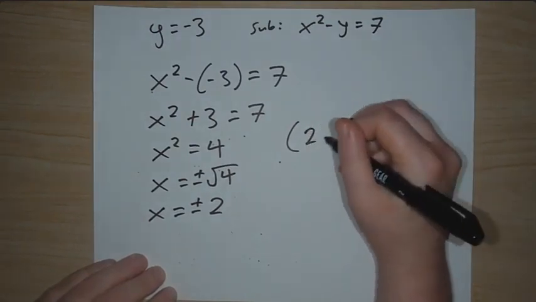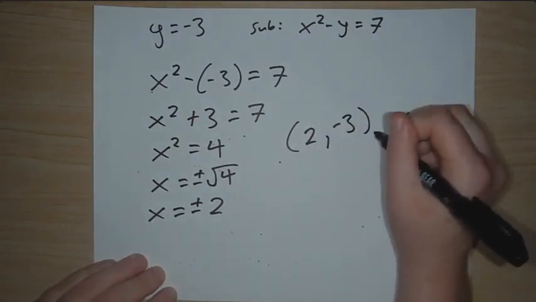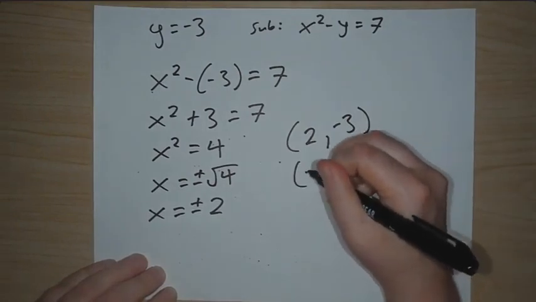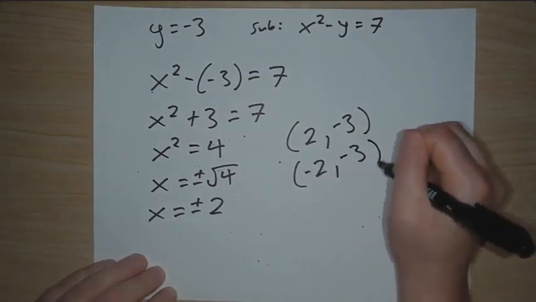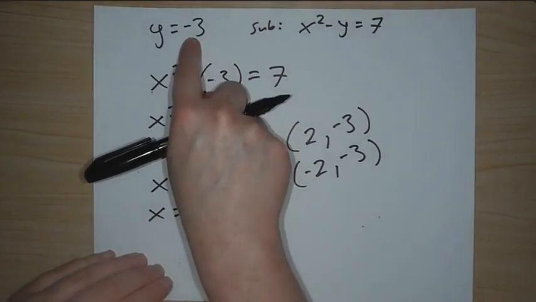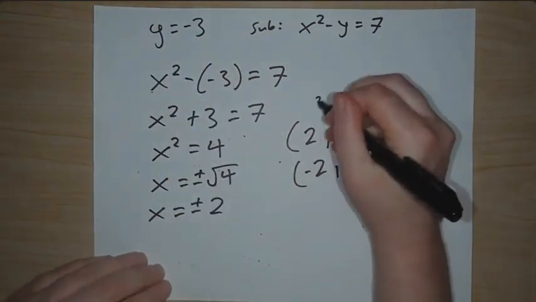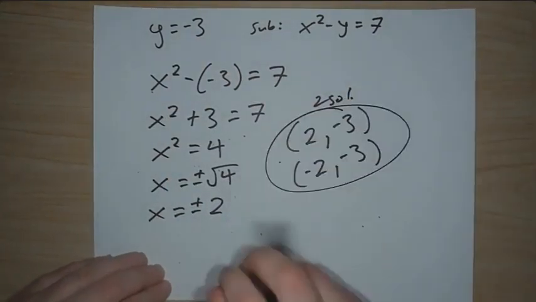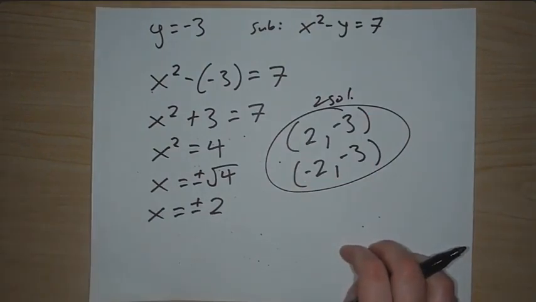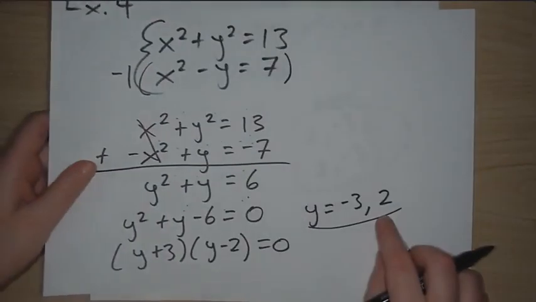So we get, when x is positive 2, we get y is -3. And when x is -2, we have a -3. So we have two solutions when y is -3. Next, we need to figure out what happens when y is 2.